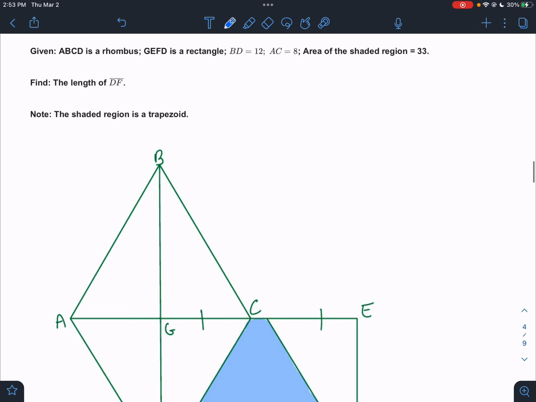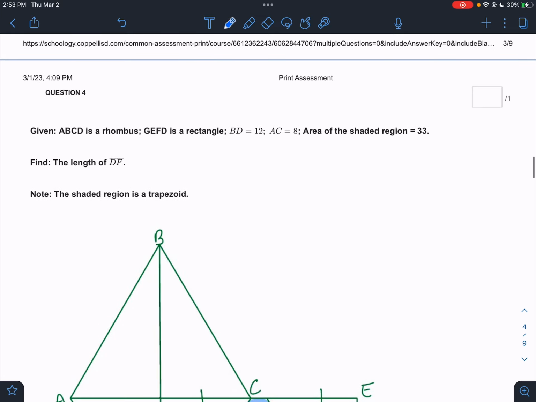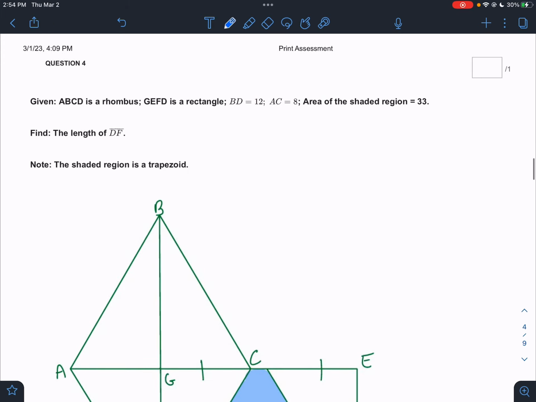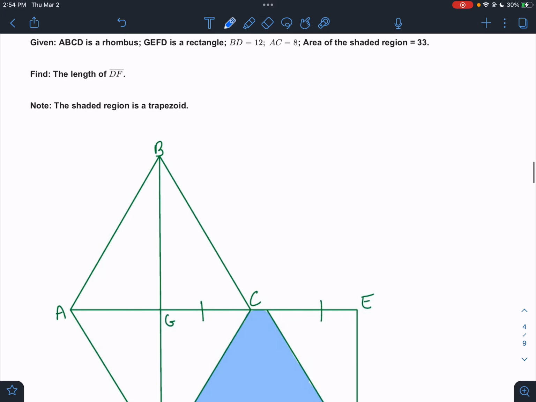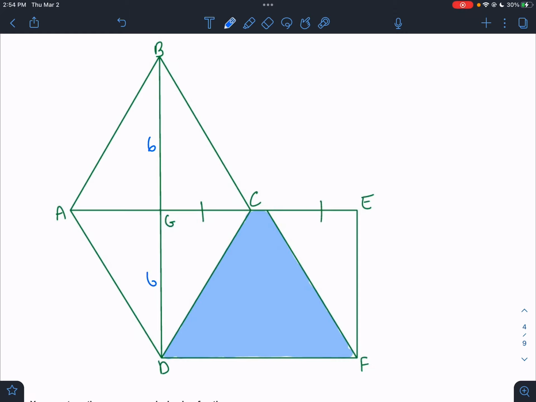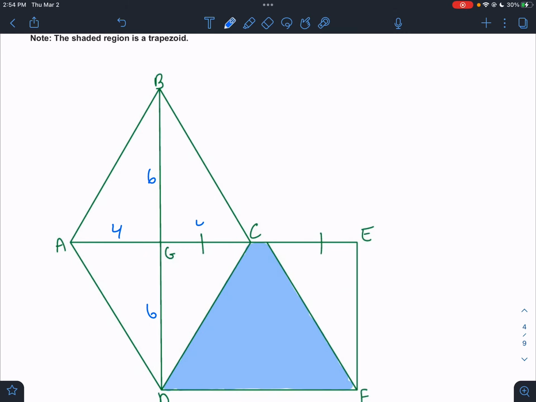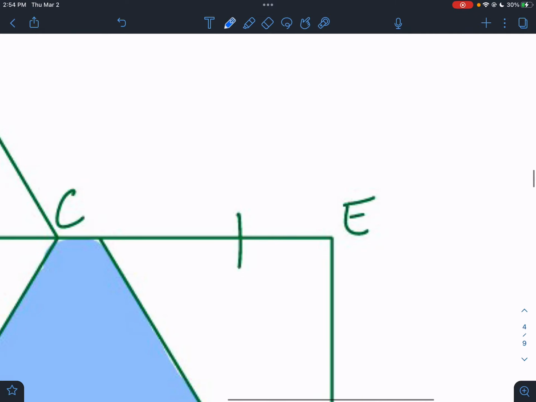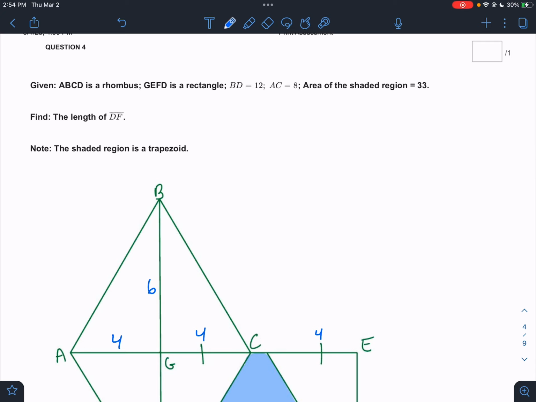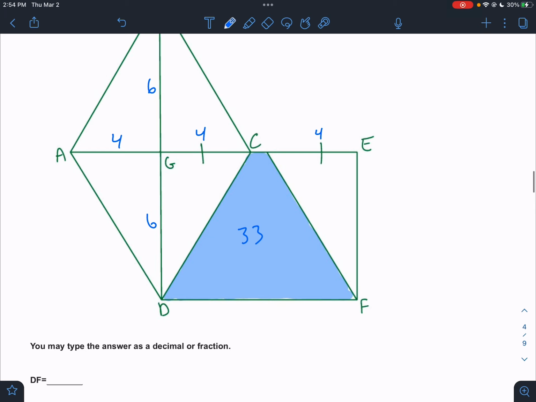Next question, it says ABCD is a rhombus, so let's keep that in mind, that diamond type shape is in fact a rhombus. GEFD is a rectangle, got it. So we know all those corners are 90 degrees. Opposite sides are equal. All right, BD is 12. Since it's a rhombus, it's going to cut into 6 and 6. AC is 8. It's going to cut into 4 and 4. And I notice this tick mark has a 4, so this would also be a 4 because they have the same tick mark. The shaded region has an area of 33. Find the length of DF.